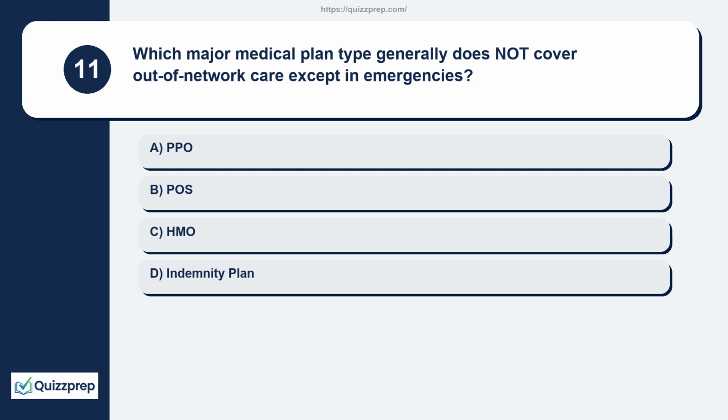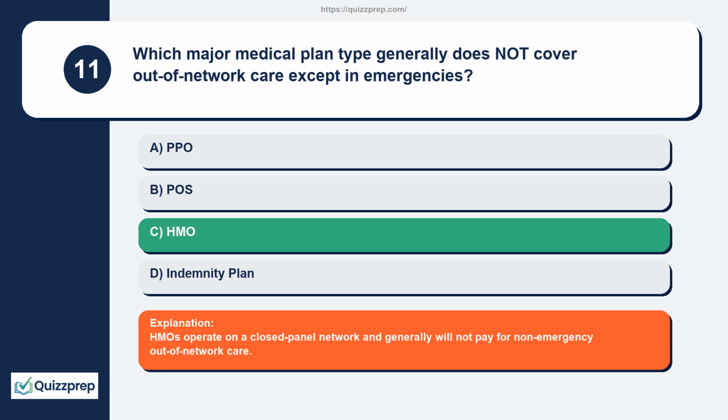Question 11. Which major medical plan type generally does not cover out-of-network care except in emergencies? PPO, POS, HMO, indemnity plan. HMOs operate on a closed-panel network and generally will not pay for non-emergency out-of-network care.